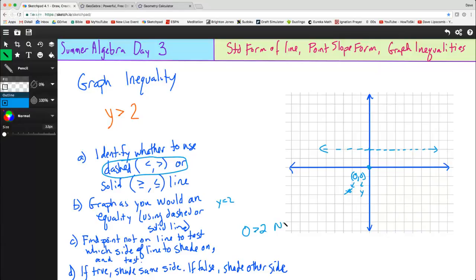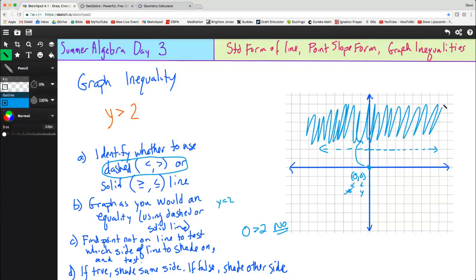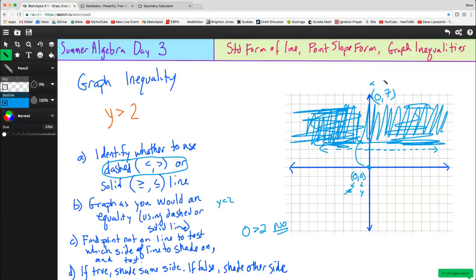And the answer is no. 0 is not greater than 2. So we have to shade the other side of the line. So we'll shade up here. And we'll see that makes everything up here true. Let's try this point up here, 0, 7. Well, 7 is our y, so is 7 greater than 2? And the answer is yes.